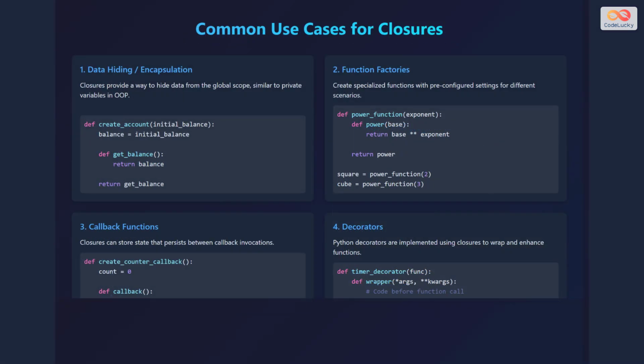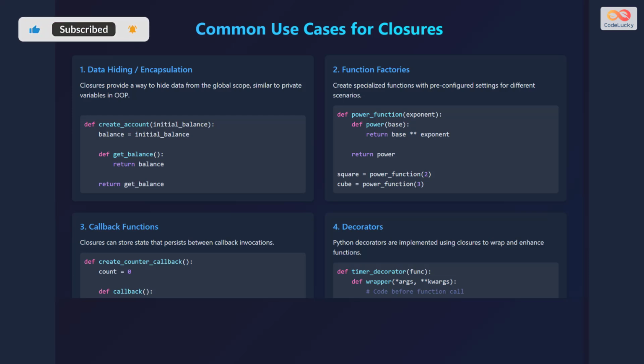Here are some common use cases for closures. Number 1. Data hiding or encapsulation. Closures provide a way to hide data from the global scope, similar to private variables in object-oriented programming. Here's an example. Define a function create account which takes a parameter initial balance. Balance equals initial balance. Define a function get balance. Return balance. Finally, return get balance.